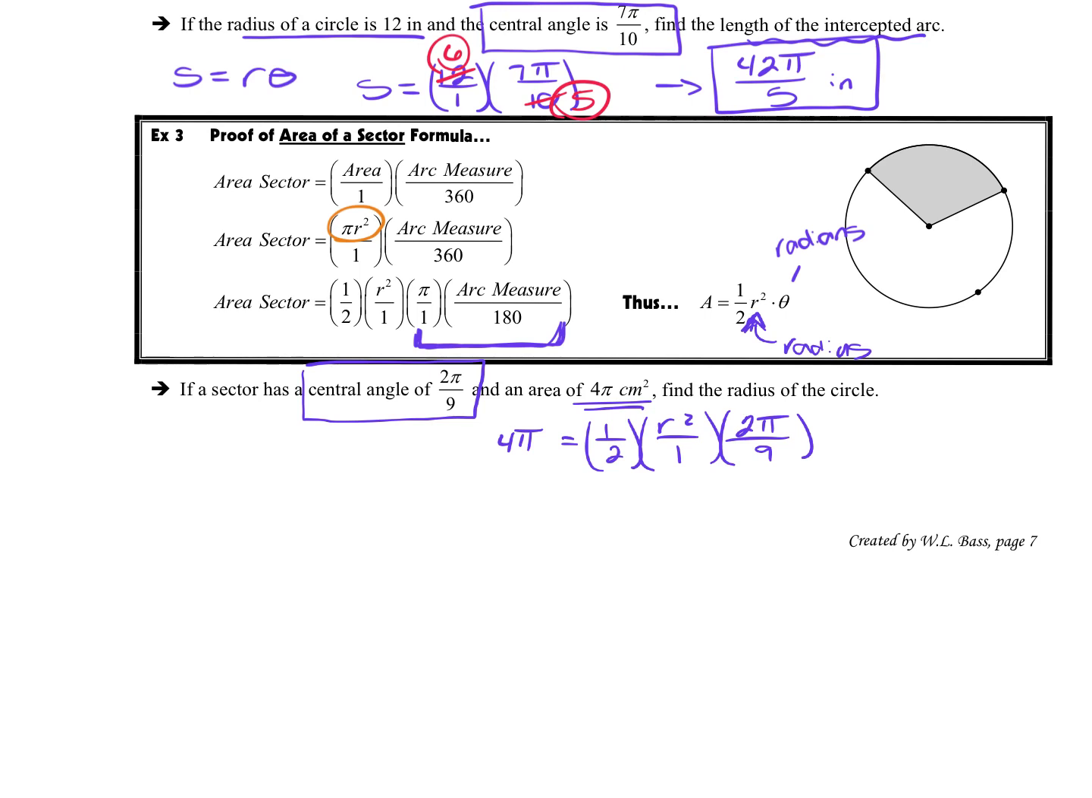Now we can start doing a little cleaning up. Those 2's, of course, cancel. We can see on opposite sides of this equation that those pi's are going to cancel. And then I can go ahead and multiply both sides by 9. And I'm going to then have 36 equals r squared. So the radius of my circle is going to be 6 centimeters. And again, so much easier than trying to convert this angle back to degrees and then applying an old formula. We just substitute into our new formula.